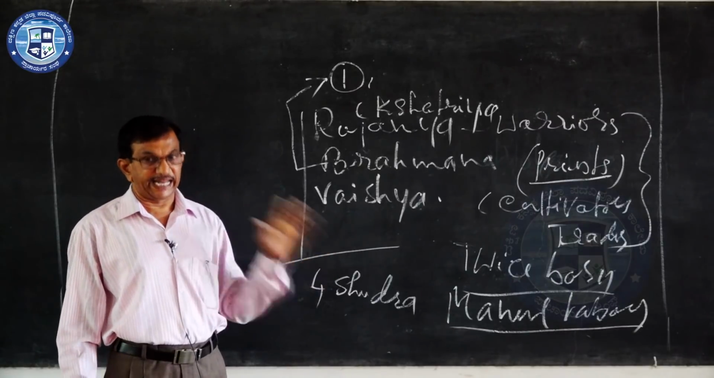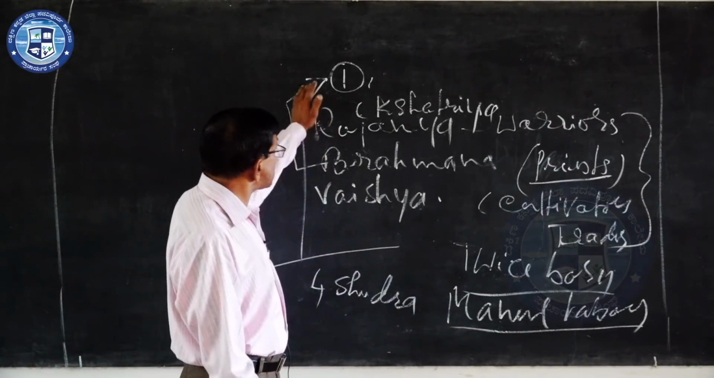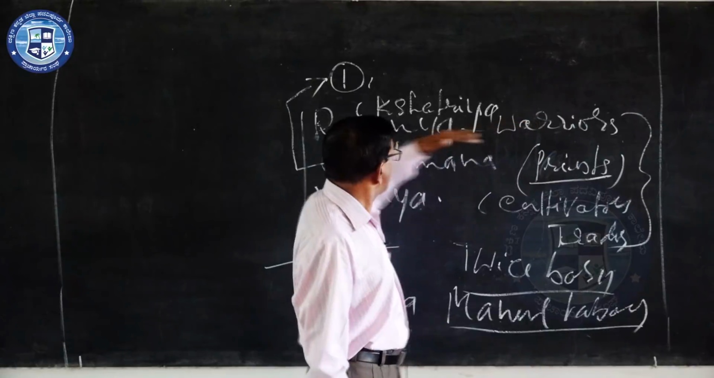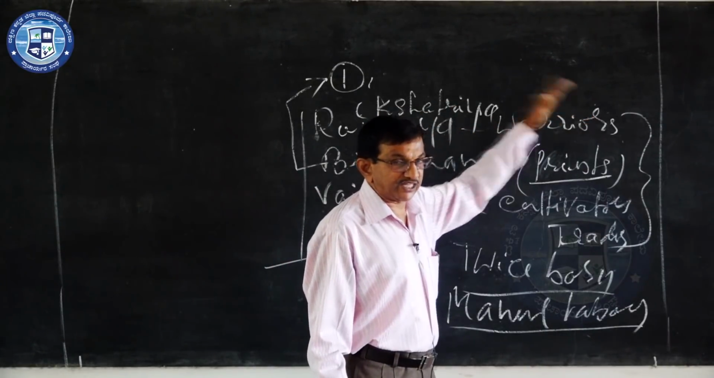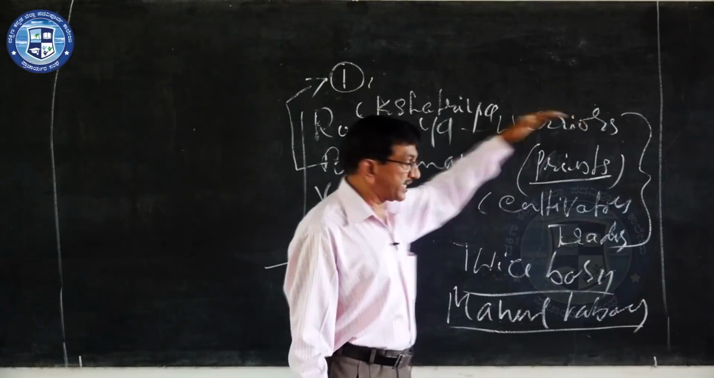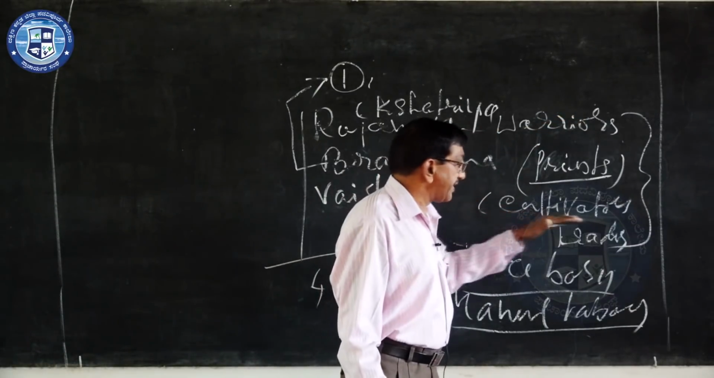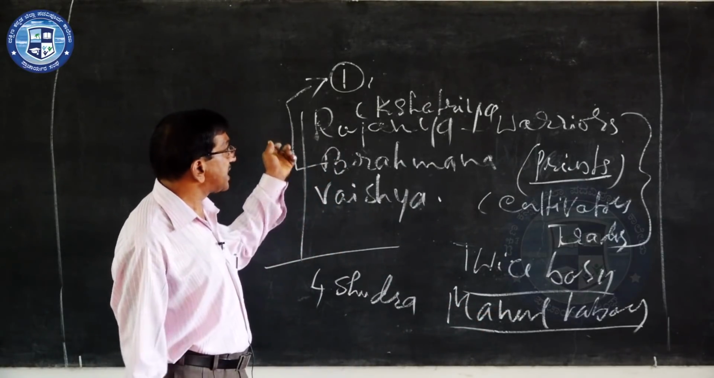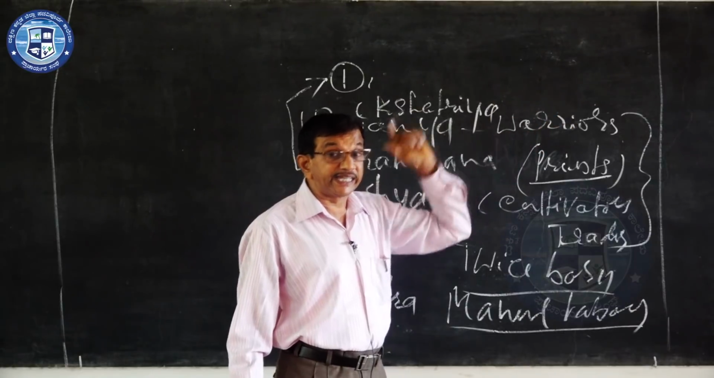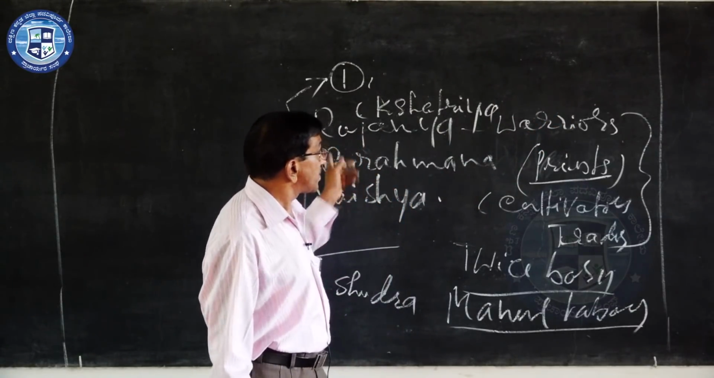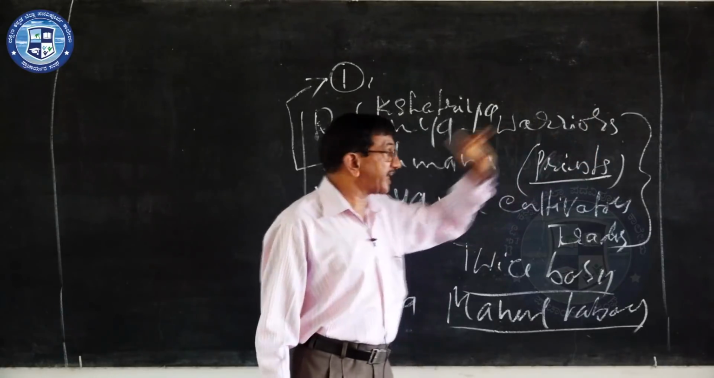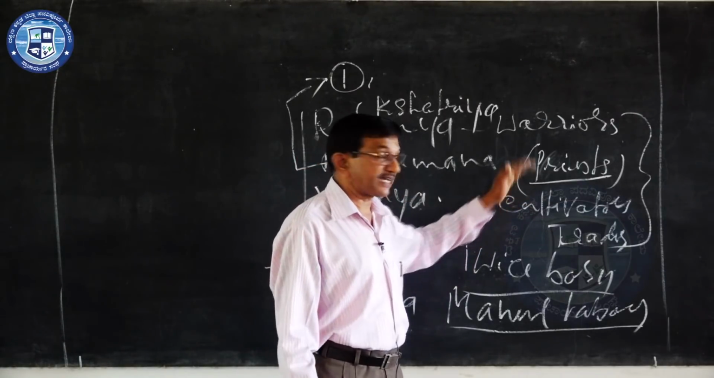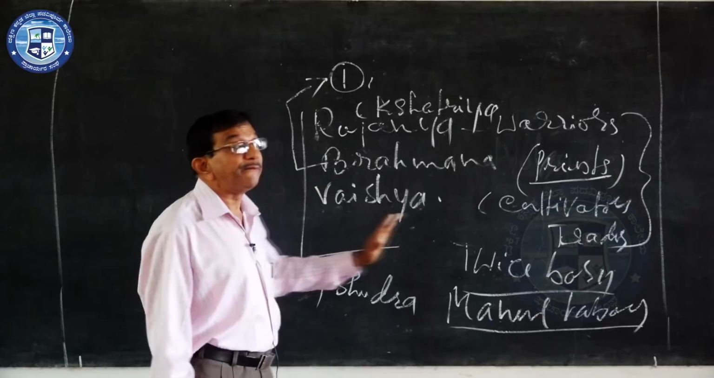And what happened later? These Varnas were provided with specific tasks: Brahmana, priests; Kshatriya, warriors; Vaishya, cultivators and traders; Shudra, manual labor. Or in other words, Brahmana were made to engage in teaching and preaching. Kshatriya, fighting; warriors, their task is fighting. Vaishya were made to engage in trade, commerce, business, agriculture. And the Shudra, manual labor.